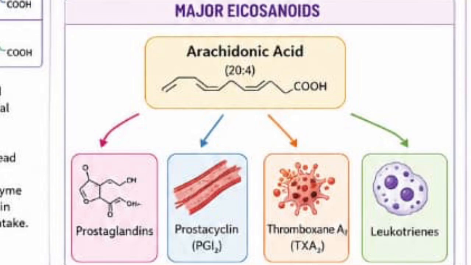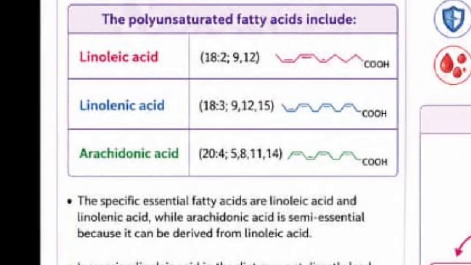So eicosanoids are 20-carbon polyunsaturated fatty acids with 4 double bonds, in positions 5, 8, 11, and 14. Linoleic acid: 18 carbon, 2 double bonds, at 9 and 12. Linolenic acid: 18 carbon, 3 double bonds, at 9, 12, and 15. Both of them are essential fatty acids, while arachidonic acid is a semi-essential fatty acid.